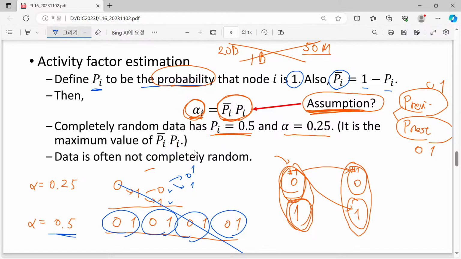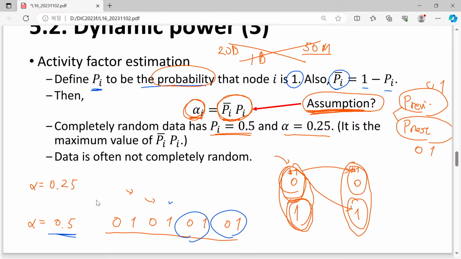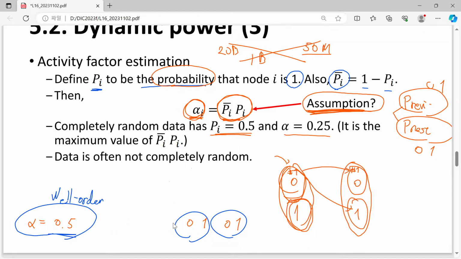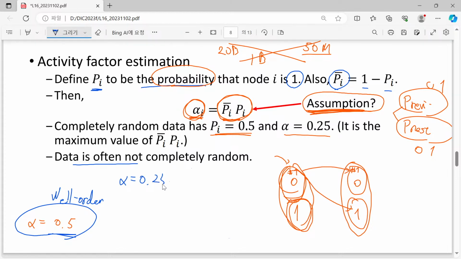Okay. So now we understand that alpha equal to 0.5 is a really well ordered, regular way, it is changing quite rapidly. However, data is not like that, and we have a different extreme, like the 0.25 case, when we have a completely random case.